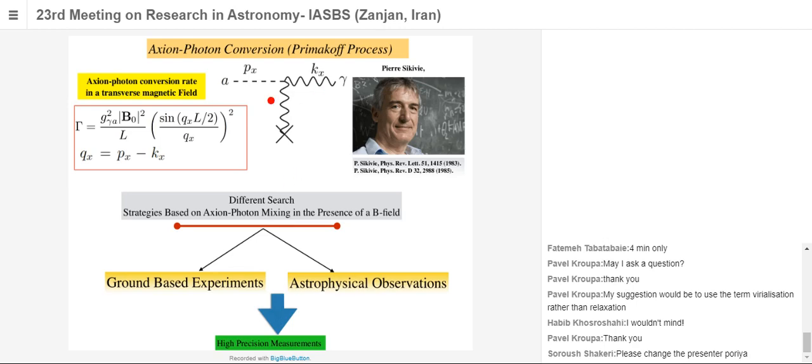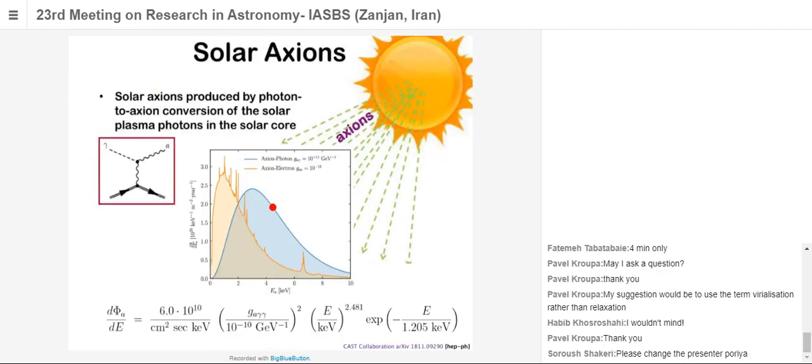interaction. So based on this process, you can design different strategies based on axion-photon mixing in the presence of the background field. Whenever you have photons and a background field, you could use this strategy to look for axions. You could find such a situation in ground-based experiments and also in many astrophysical observations. But the essential point is high-precision measurement in both cases, since the axions are dark matter candidates and have very small coupling to the photons.